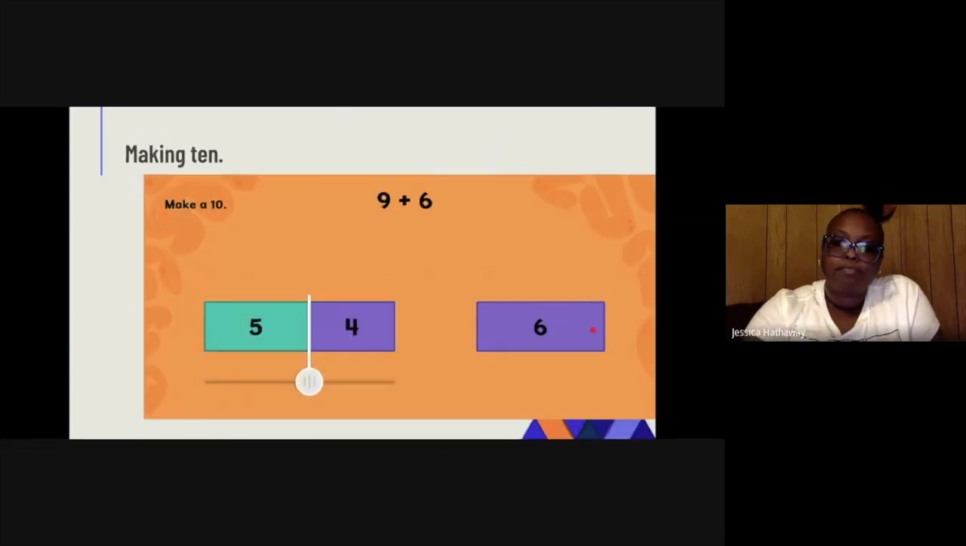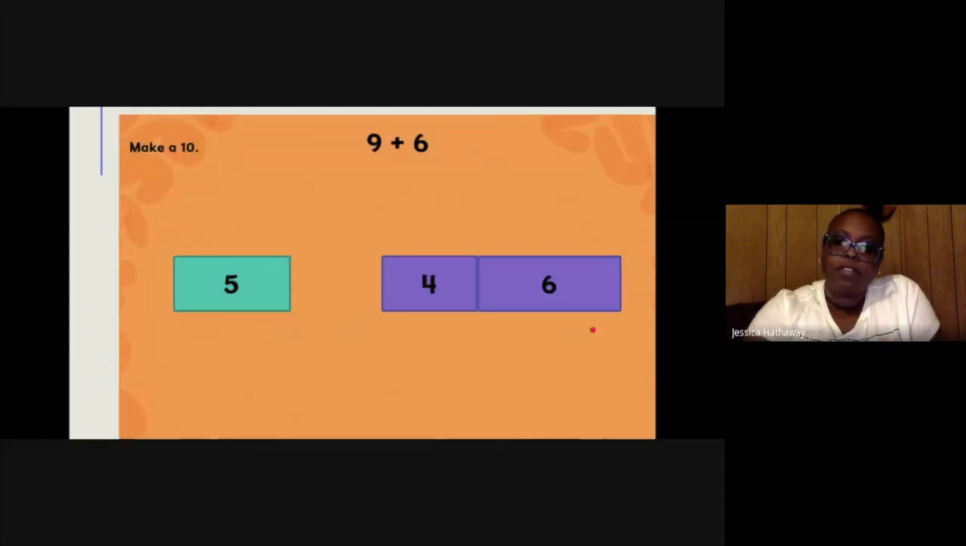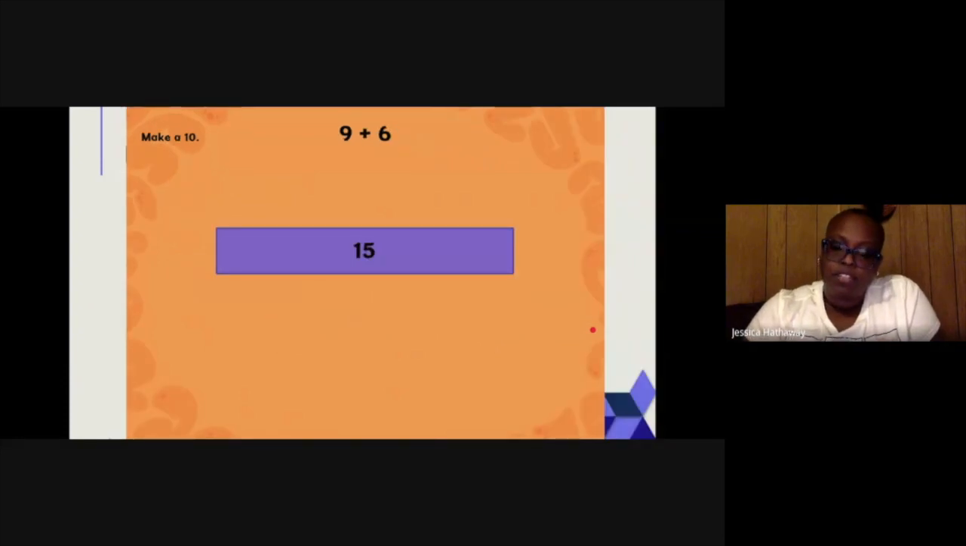You can make 10 by first breaking that 9. So we know 5 plus 4 equals 9. We also know that 4 plus 6 gives us 10. And 10 plus 5 gives us 15, which is the same as 9 plus 6 equals 15. So you can make a set of 10 when you have single digit numbers to make it easier on your adding.